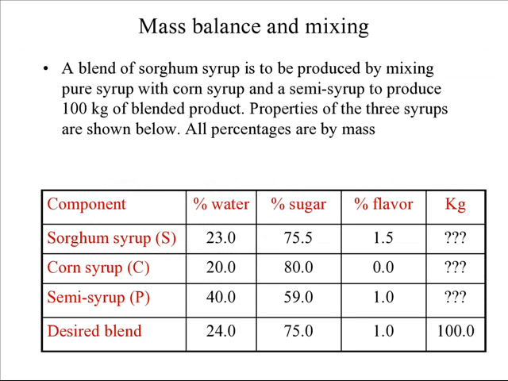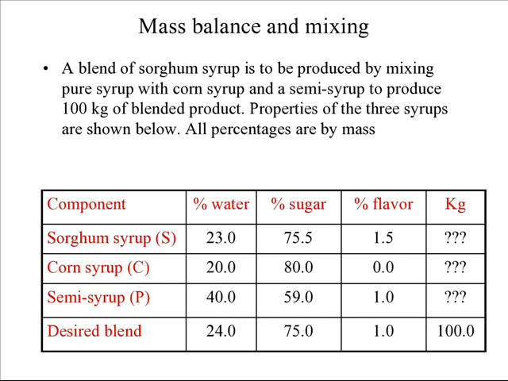Next, we move on to the section on mass balance and mixing. In this example, a blend of sorghum syrup is to be produced by mixing pure syrup with corn syrup and a semi-syrup to produce 100 kilograms of blended product. Properties of the three syrups are shown below. All percentages are by mass.